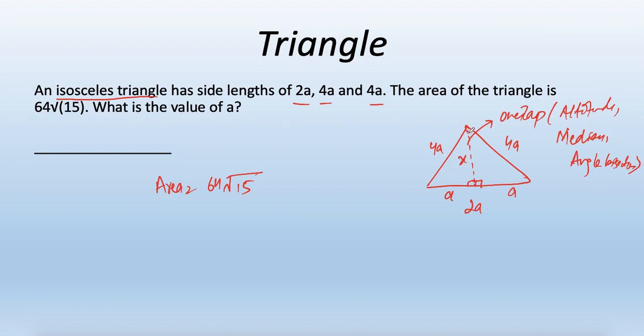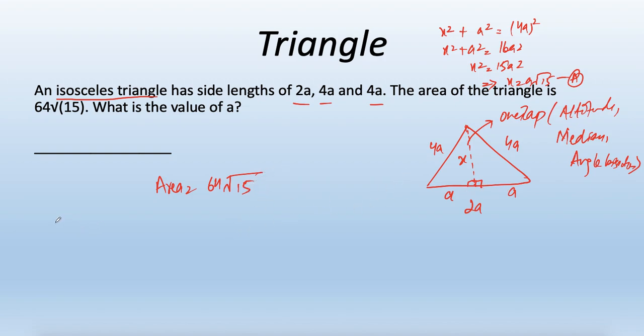And this is a right angle triangle. Based on that we can find the value of x. So using the Pythagoras theorem, x square plus a square is equal to 4a square. So that means x square plus a square is equal to 16a square, x square is equal to 15a square, and x is equal to a under root 15. Now we know this x, we know this base, and let's equate this to the area and find the value of a.